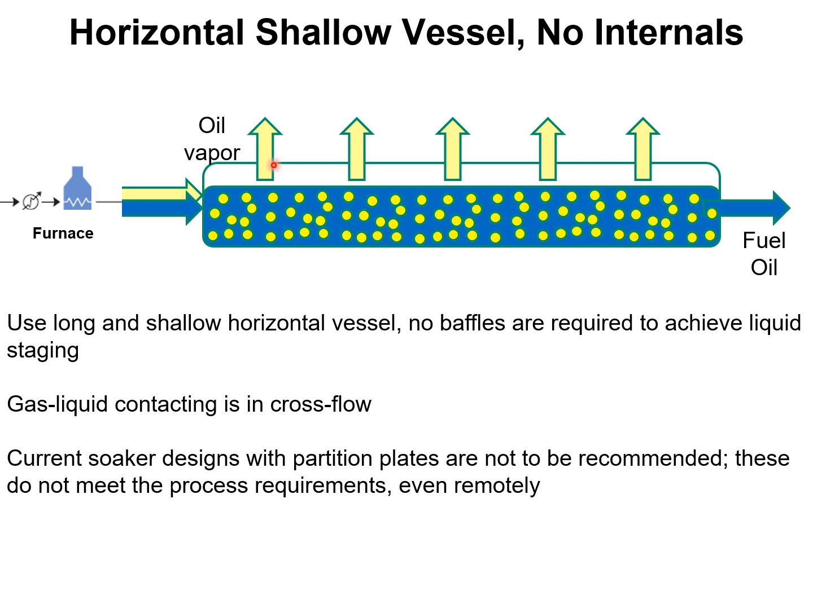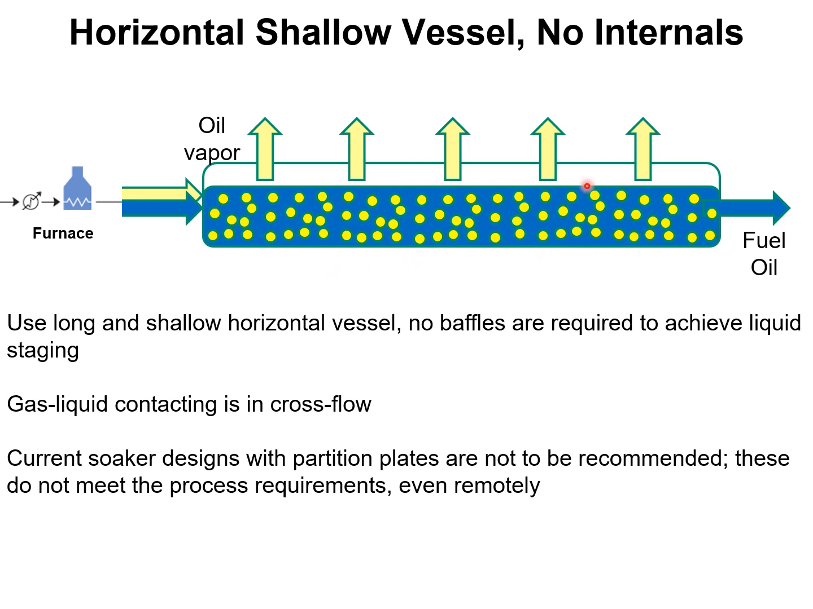This cross current contacting is desirable because once the vapor is formed, there is a danger of overcracking if it remains too long within the vessel. So cross current contacting of liquid and vapor ensures short vapor residence time. For the liquid phase, however, we need a long residence time and low degree of back mixing.